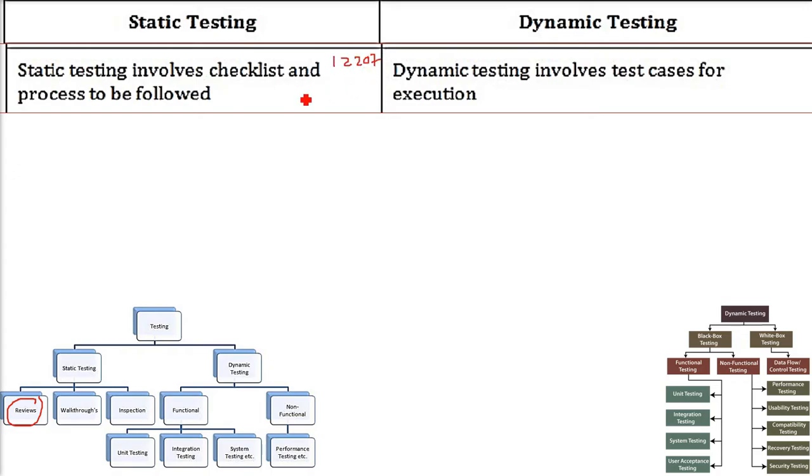And for example, you are being told you have to follow IEEE 12207. And there are templates being given to you. Okay, this is the way you have to write the design. So if some errors are there, some problems are there, that will be taken care of in the static testing part.